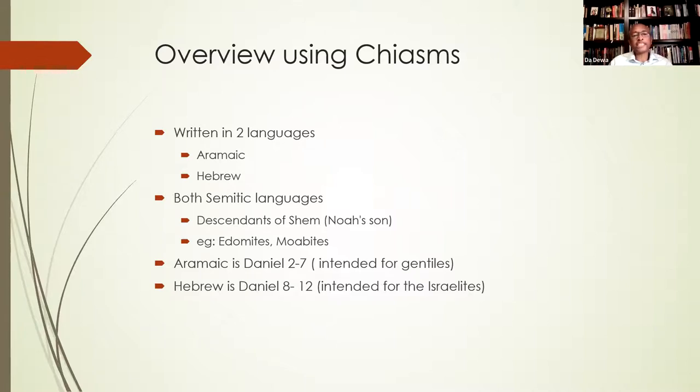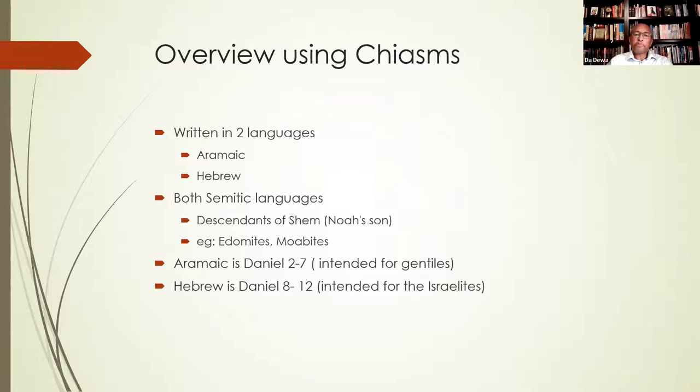Now let's look at a different type of chiasm, a second chiasm in the book of Daniel. The book of Daniel is written in two languages. It's written in Aramaic, and then it's also written in Hebrew. So the initial part is Aramaic, from chapter 2 to chapter 7, and chapter 8 to chapter 12 is written in Hebrew.